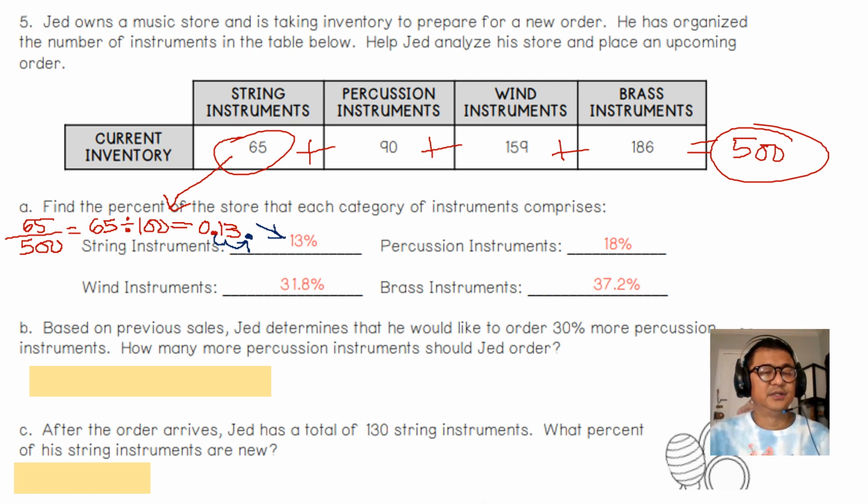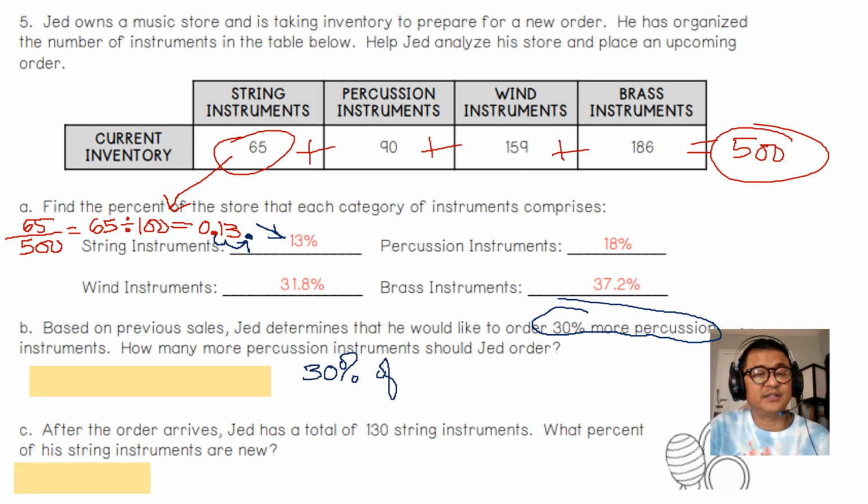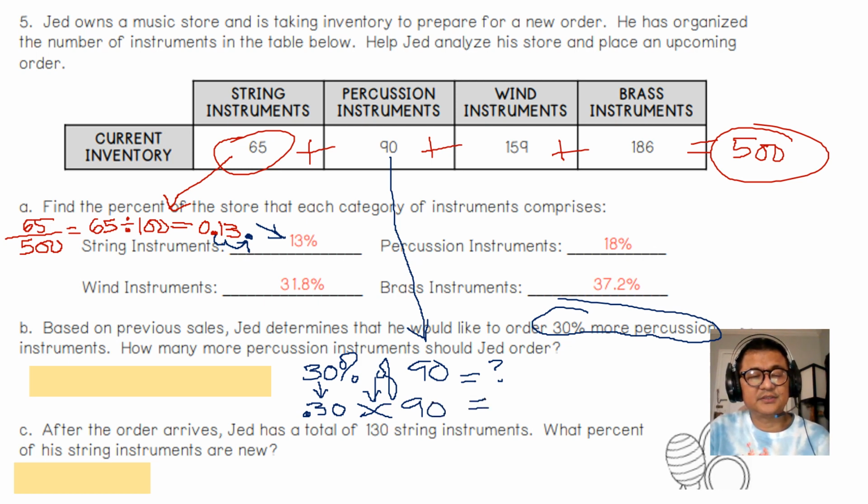Okay, here's the answer. Based on the previous sales, Jed determines that he would like to order 30% more percussions. Okay, how do I do that? Let's try the percent way using an equation. I need 30% of what? The percussion. I got 90 percussion. Where did I get that from there? Okay, is equal to, I don't know. I want to solve that. Change to a decimal, 0.30. Of means times 90. 30%, or 0.3, times 90 will give you 27.